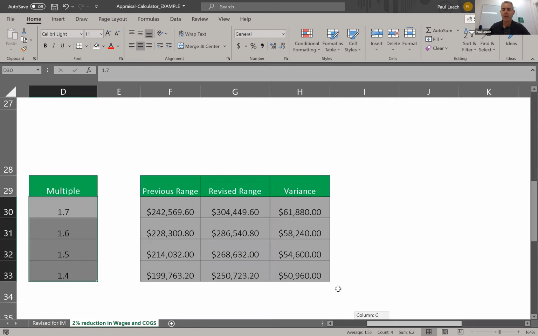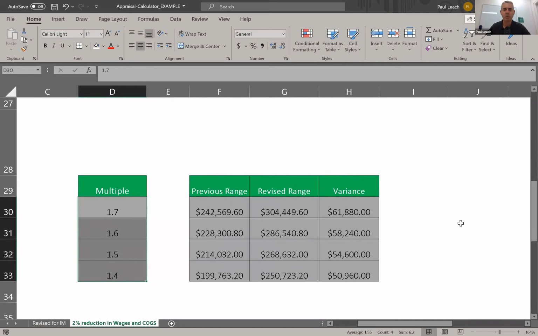And over here, you can see I've created a table that shows you the previous range, as we looked at, 199 up to 242, and then the revised range based on the new profit. So you can see in this example, that reduction of $700 a week, a 2% reduction in cost of goods and 2% reduction in wages, has made a difference of effectively $50,000 to $60,000 in the range of asking price.